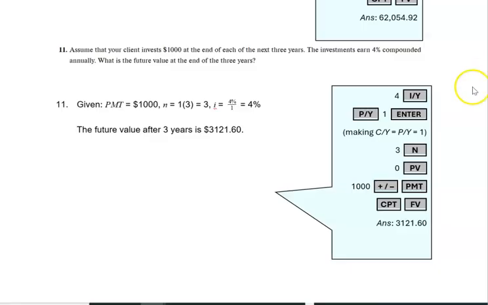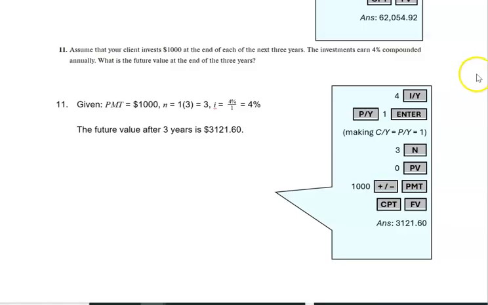So again, we go through the question, figure out what we know. We know that our payment is 1,000. We know that our N is 3 because it's 3 years, and it's only once per year. We know that our IY is 4.